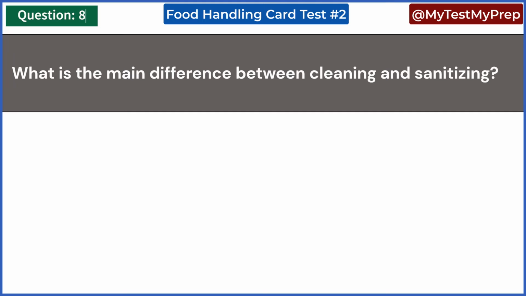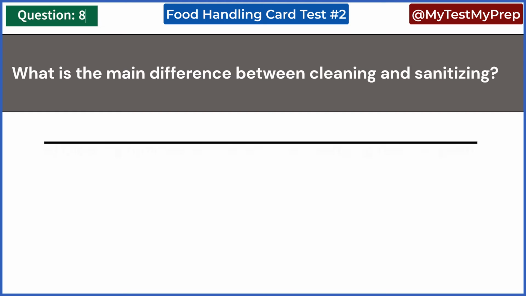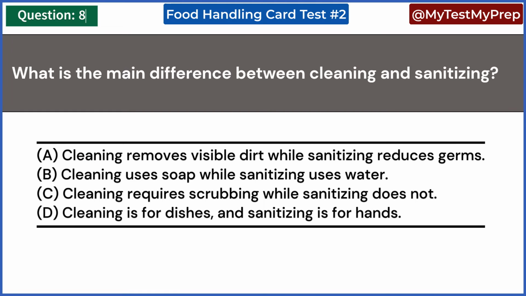What is the main difference between cleaning and sanitizing? A. Cleaning removes visible dirt while sanitizing reduces germs. B. Cleaning uses soap while sanitizing uses water. C. Cleaning requires scrubbing while sanitizing does not. D. Cleaning is for dishes, and sanitizing is for hands. Answer A. Cleaning removes visible dirt while sanitizing reduces germs.